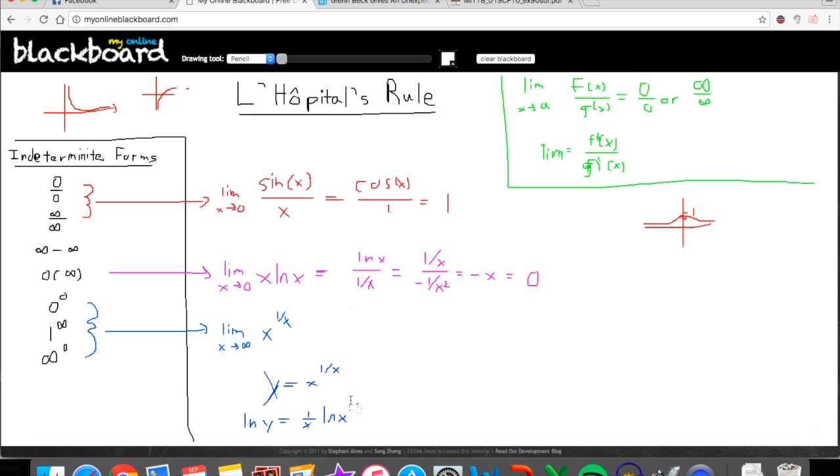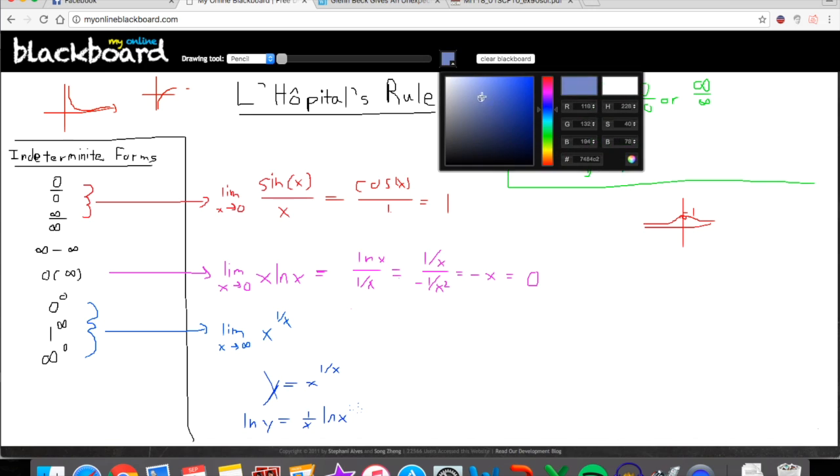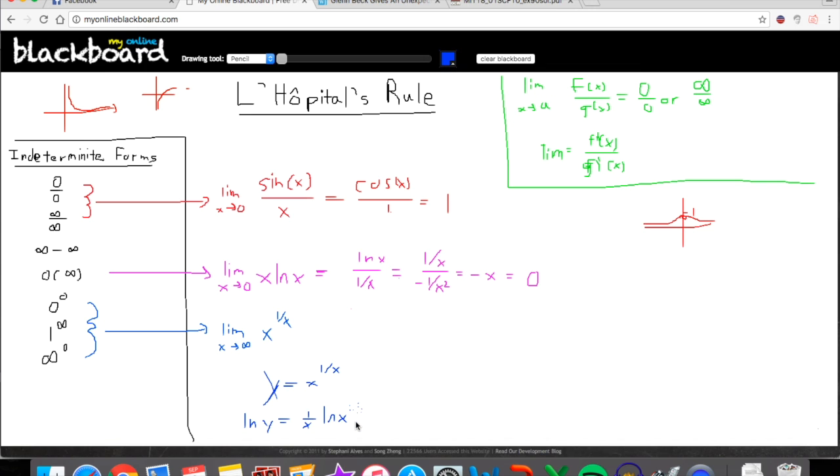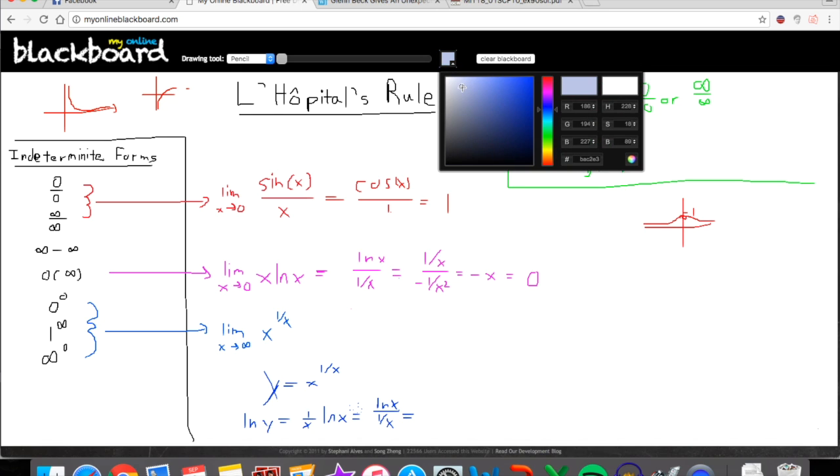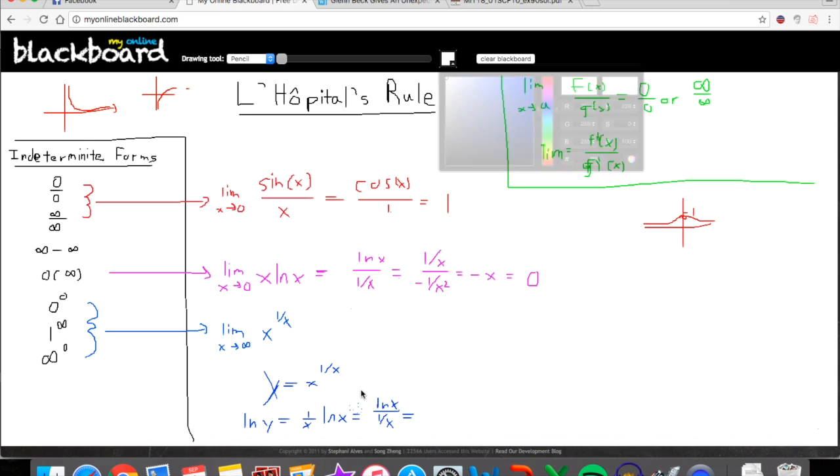So the rule here is that when you have an ln of something, and in that argument, i.e. in the part of the ln, what you're taking the ln of, has an exponent, you can just simply multiply it by it. So x to the 1 over x, you just bring down the 1 over x multiplied by ln x if you take the ln of both sides. And now this is in a fraction form, ln x over 1 over x. And now we can take the derivative.